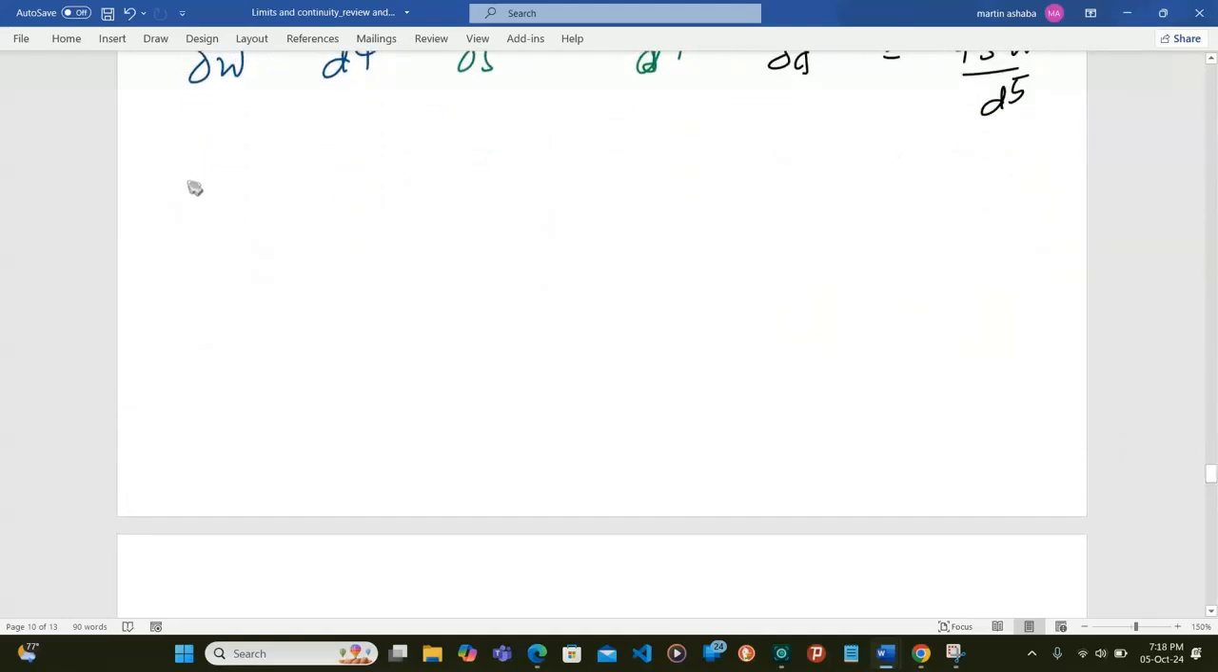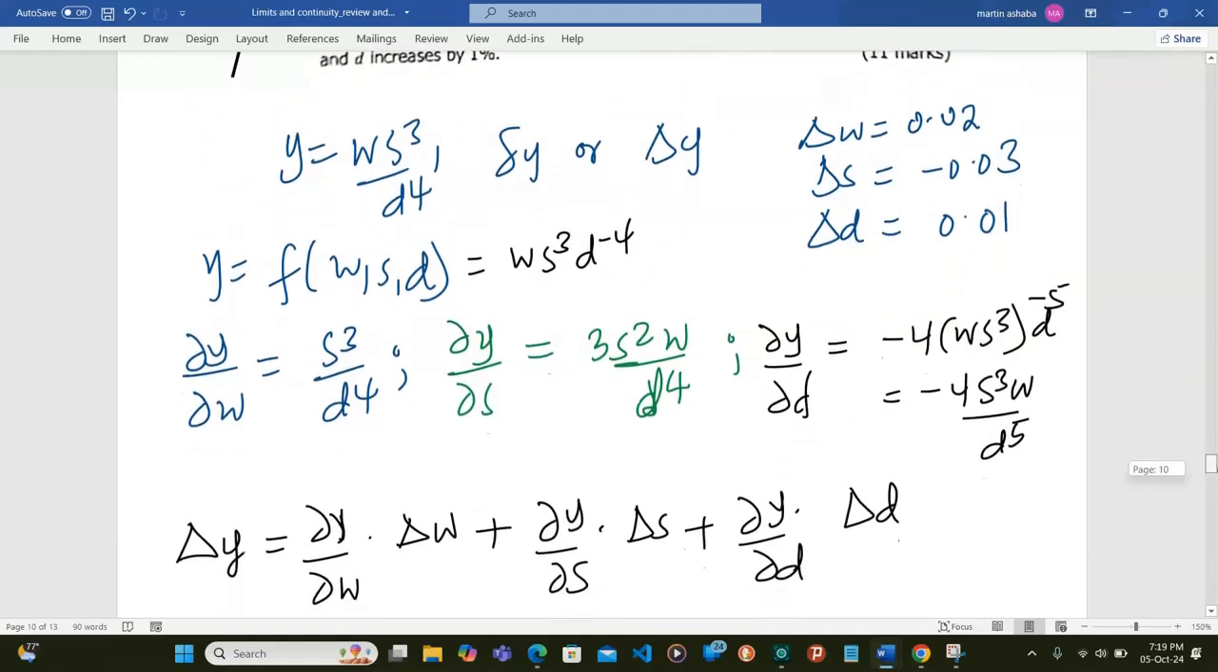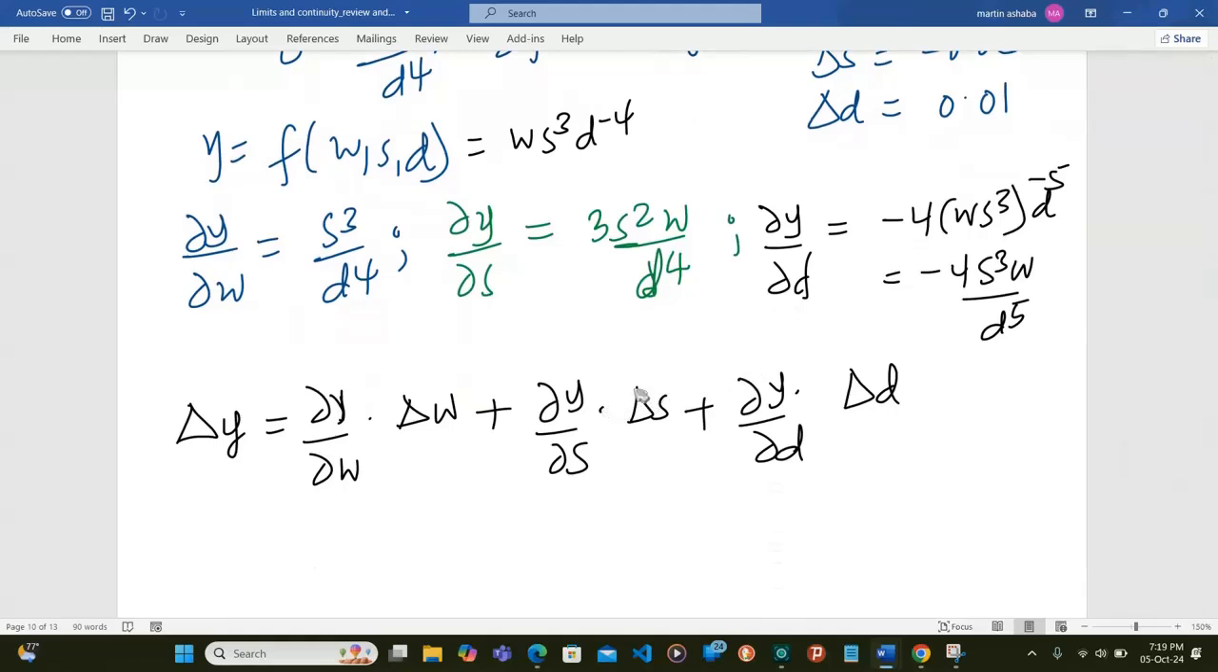So what is going to happen is that I want the change in y. This becomes del y by del w, which I multiply by the change in w, plus del y by del s, which I multiply by the change in s, plus del y by del d, which I multiply by the change in d. But we go back and check what was a negative and what was a positive. The change in s is a negative, but let's leave it at that. The negative shall come in when we substitute.